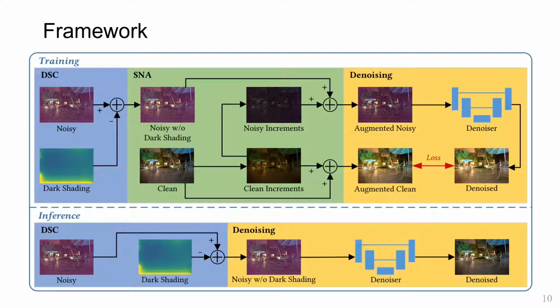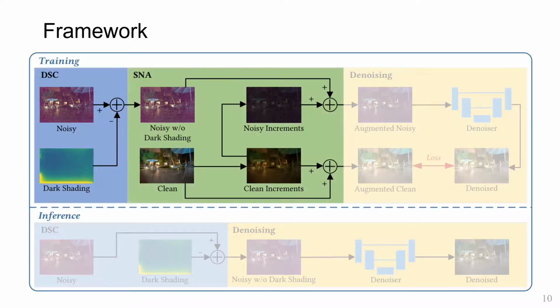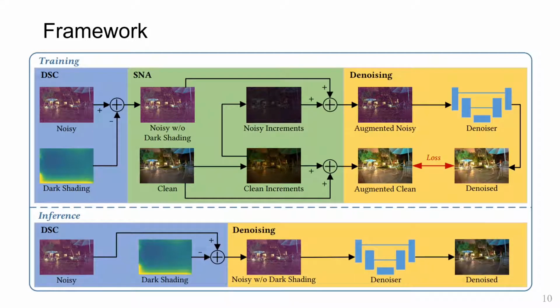The framework of our learnability enhancement strategy is shown in the figure. For training, we first correct the dark shading hidden in the noisy raw image by DSC. Then we augment the clean image and the noisy image to obtain new data pairs by SNA. Finally, we will use the augmented noisy image and augmented clean image to train a denoiser with a U-Net-like architecture. For inference, we just denoise the noisy image after correcting dark shading with the trained denoising model. Next, I will introduce the principle and the procedure of SNA and DSC respectively.